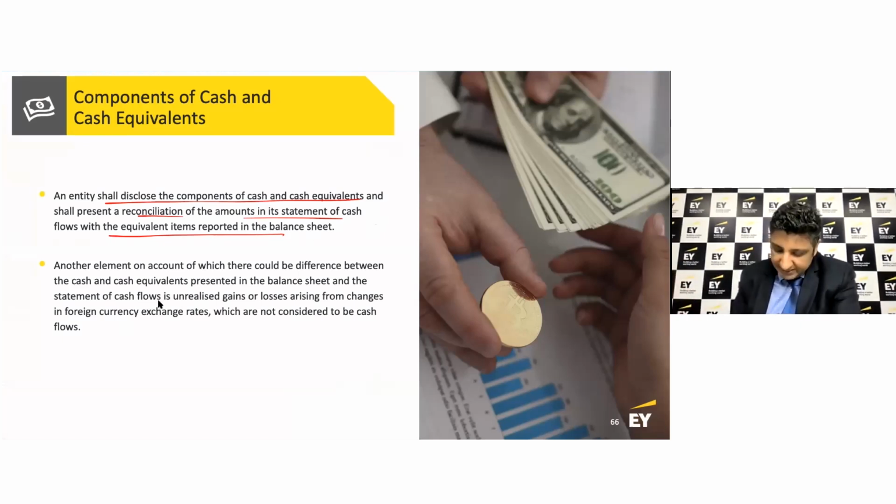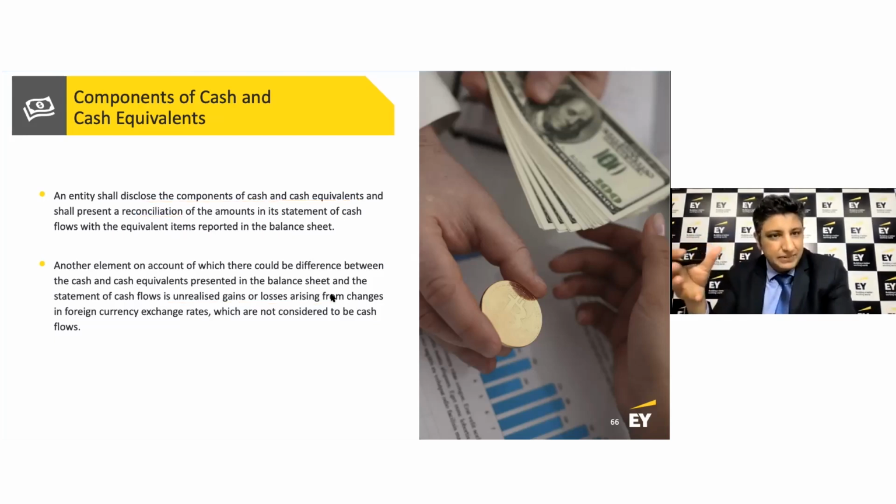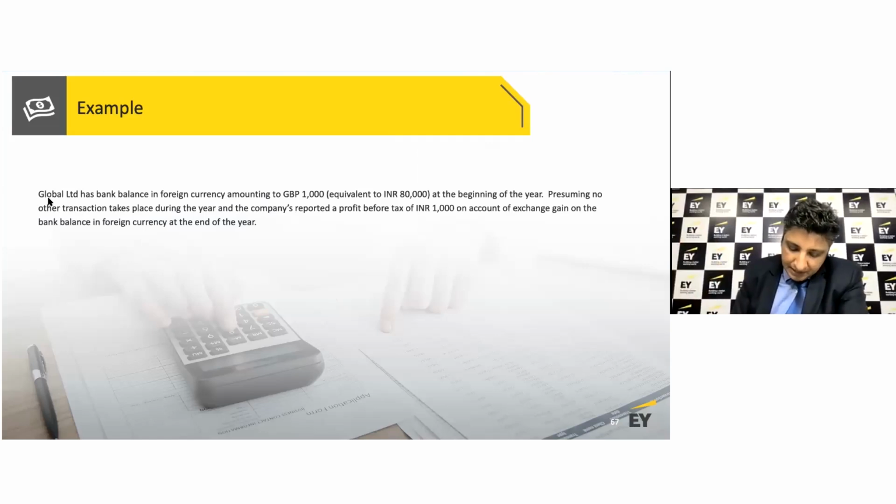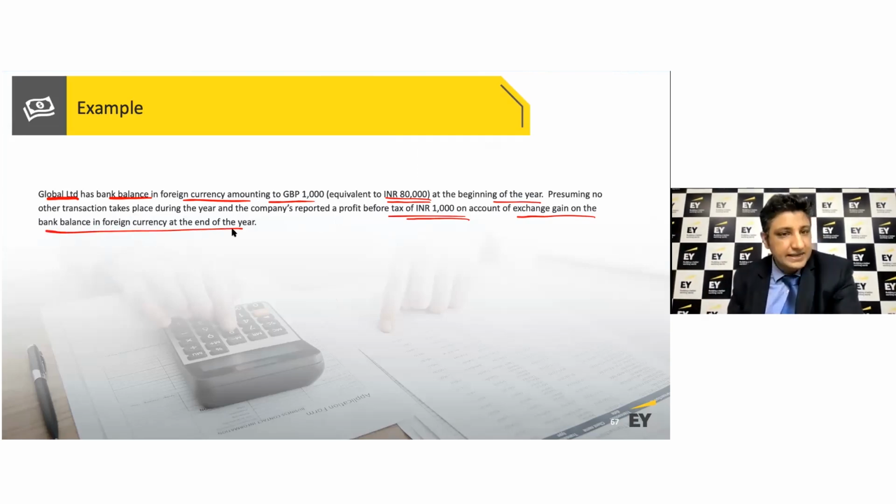Now, the only challenge that you would see sometimes is basically that the value of the cash and cash equivalent is changing because of the unrealized gains or losses, right? We have already discussed that with a small example earlier. We have a quick example around this, which is reflected here. It says that Global Limited has a bank balance in a foreign currency amounting to GBP 1,000, which is 80,000 rupees at the start of the year. Presuming no other transaction takes place, the company's reported profit before taxes is 1,000 rupees because of the gain in the foreign currency balance at the end of the year.